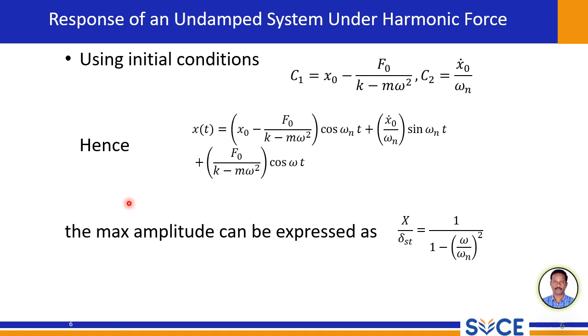Now, let's look at how initial conditions influence the response of our undamped system under a harmonic force. To determine the specific values of C1 and C2 in our general solution, that is given in the last slide, we need to consider initial conditions of the system. These are typically the initial displacement and initial velocity. Using the initial displacement x naught and initial velocity x dot naught, we can find C1 and C2. These values are then substituted back into our general solution.